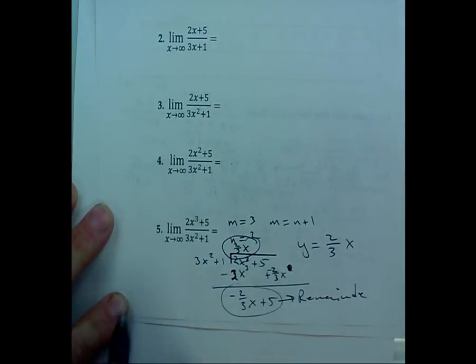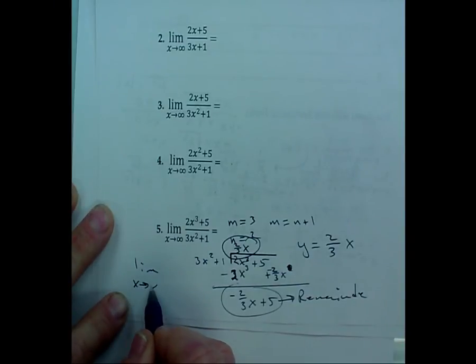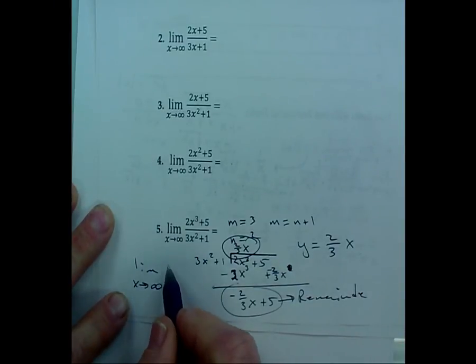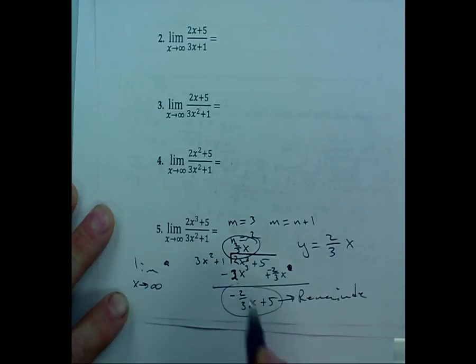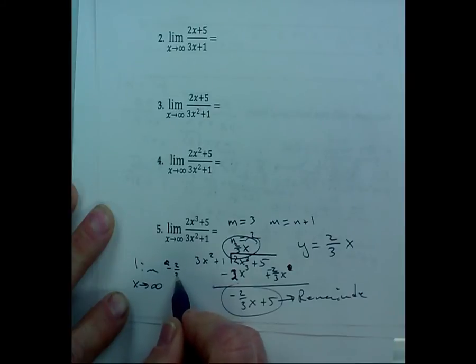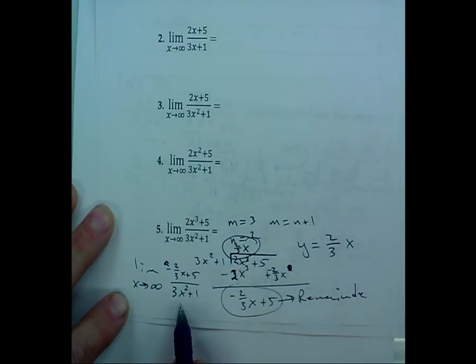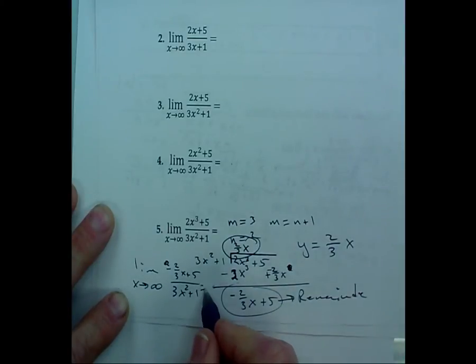And if I did take the limit as x goes to infinity of that remainder, negative 2/3 x plus 5 divided by 3x squared plus 1, that would go to 0 because the degree is bigger on the bottom than on top, right? The limit of that is 0.